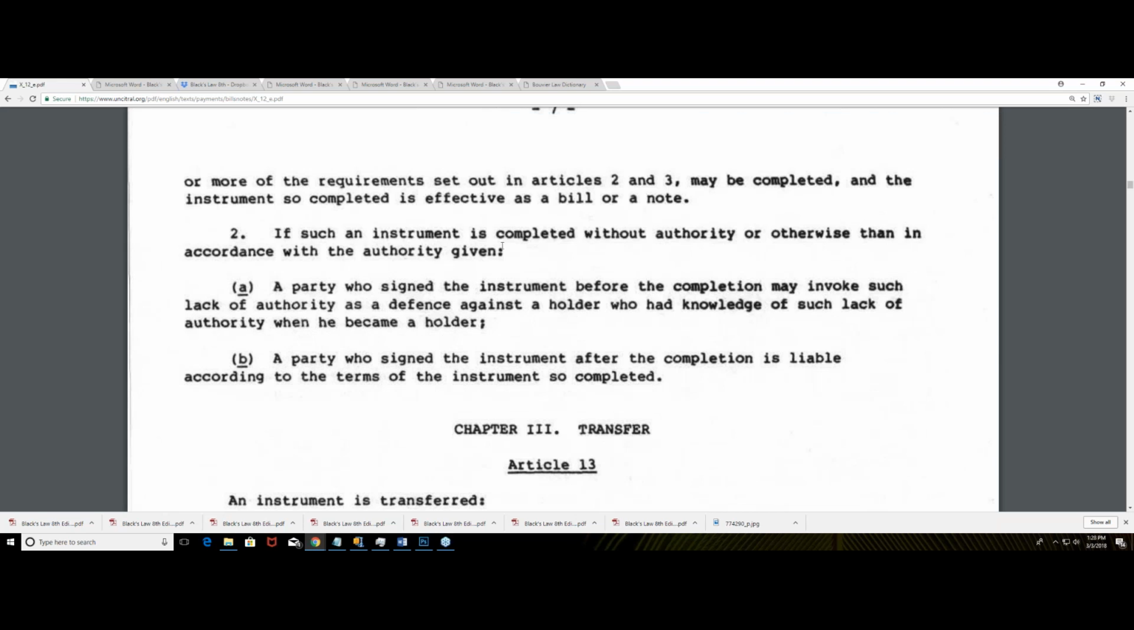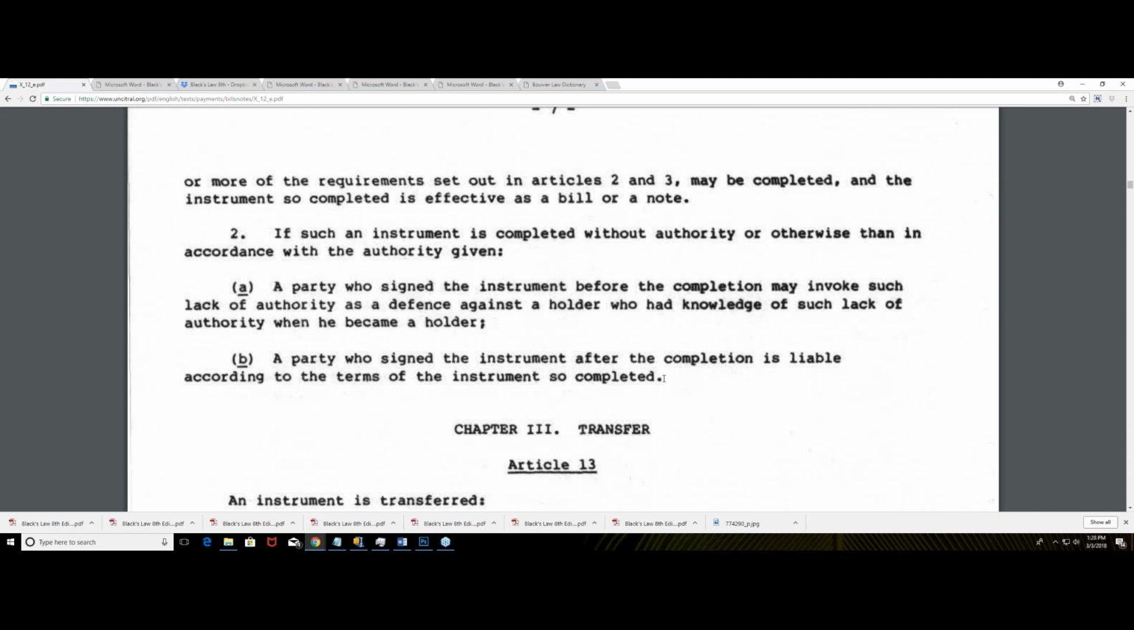If such an instrument is completed without authority or otherwise than in accordance with the authority given, A, a party who signed the instrument before the completion may invoke such lack of authority as a defense against a holder who had knowledge of such lack of authority when he became a holder, and B, a party who signed the instrument after the completion is liable according to the terms of the instrument so completed.